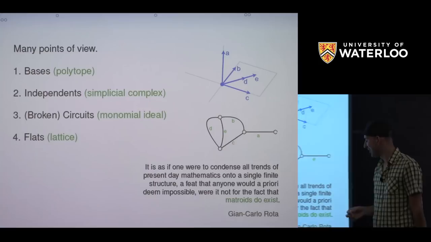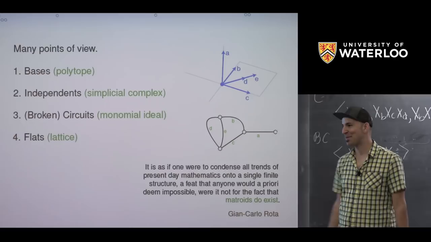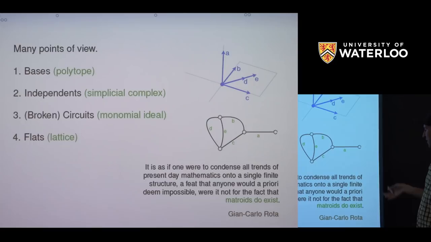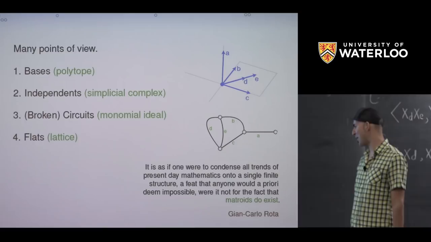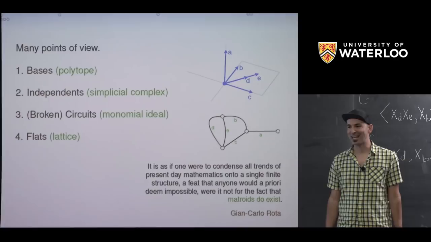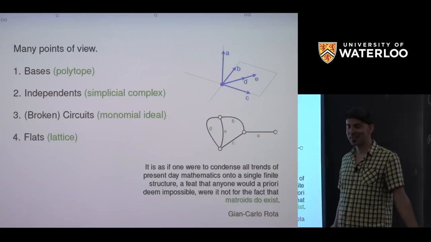Okay? And I really like this quote by Gian-Carlo Rota. He was a man of strong opinions and very flowery language. So he says, "It is as if one were to condense all trends of present-day mathematics onto a single finite structure, a feat that anyone would a priori deem impossible were it not for the fact that matroids do exist." He liked matroids. But the more time passes, the more that I agree with his very strongly worded opinions.